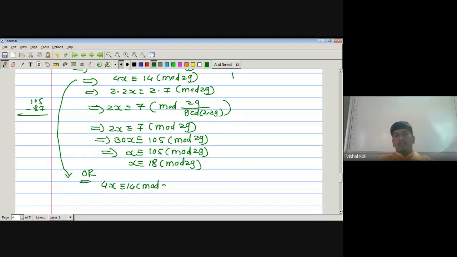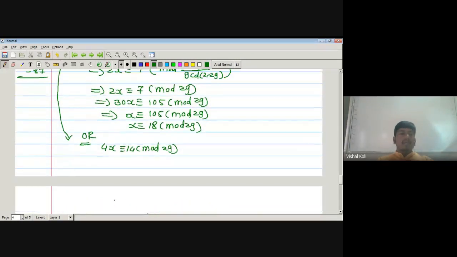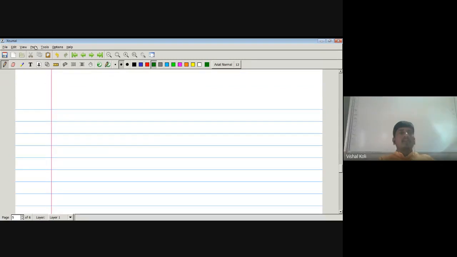4x congruent to 14 modulo 29. Okay, just multiply both sides by 7. If we multiply both sides by 7, then 4 into 7 will be 28x congruent to 14 into 7, which is 98.